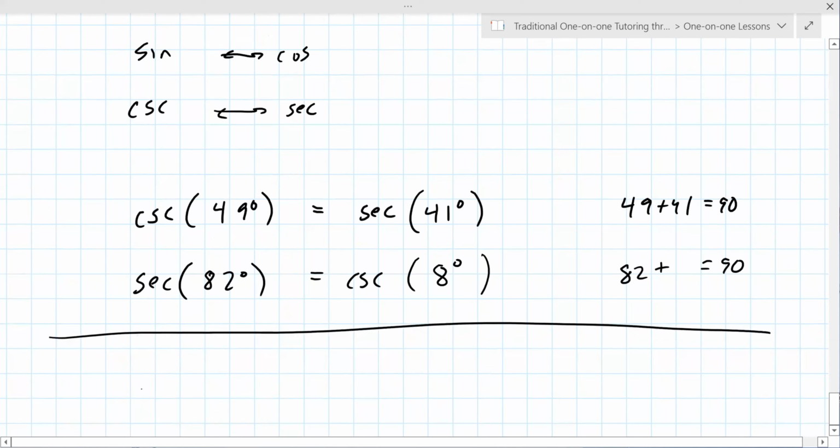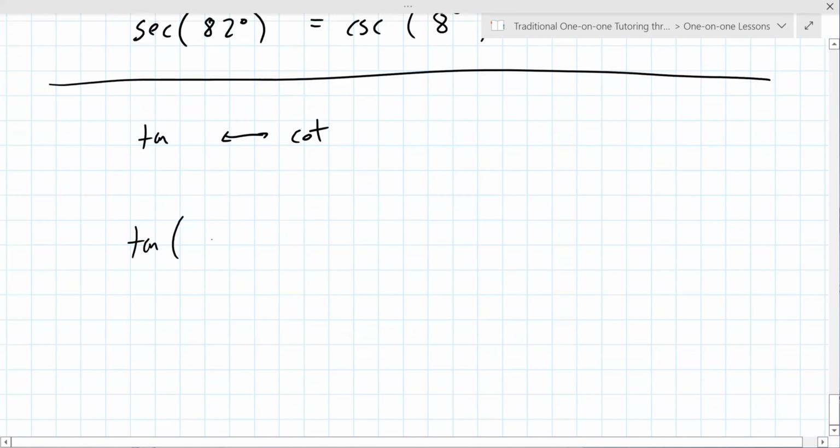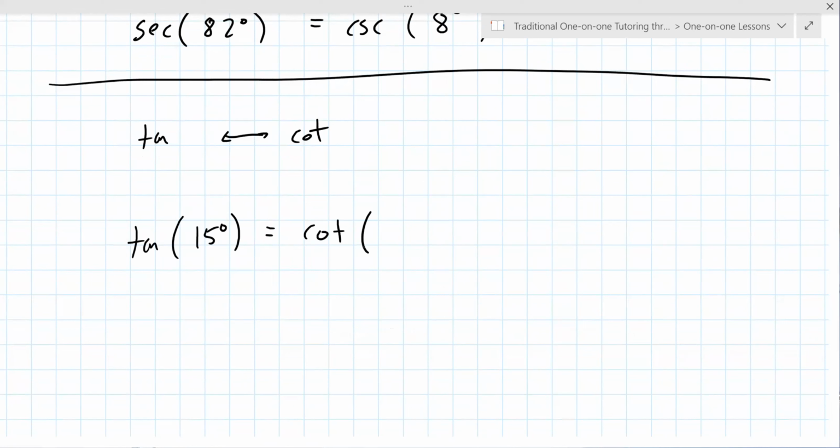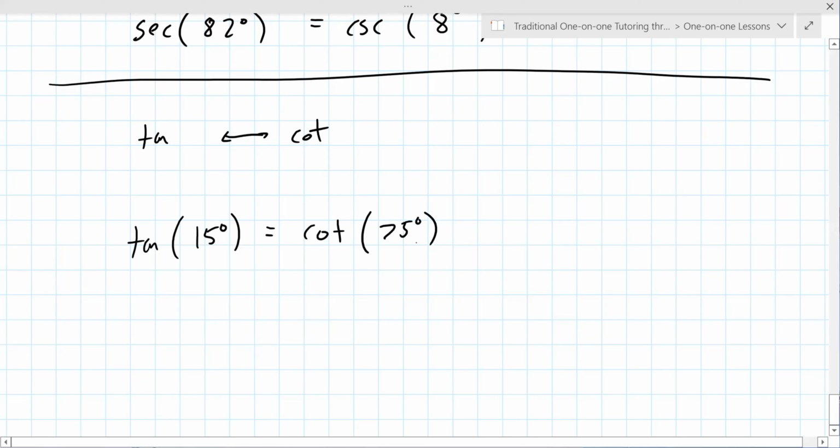And the last one is that tangent goes with cotangent. It's the same deal. The tangent of 15 degrees equals the cotangent of 75. Yes, 75. So you just have to be able to add or subtract. That's the basis of these problems.